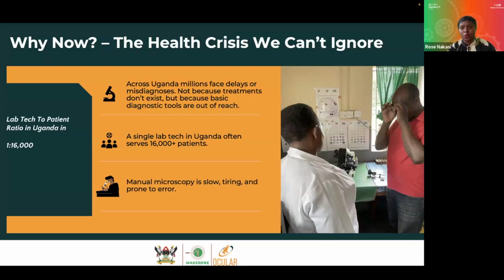Diseases such as malaria are diagnosed through modalities such as microscopy, which is actually the gold standard mechanism for disease diagnosis. But across Uganda and many other sub-Saharan Africa countries, they face delays in the way these diseases are diagnosed. It's not because they lack treatments, but because of basic diagnostic tools that are out of reach. And this is attributed to the lack of enough skilled experts.